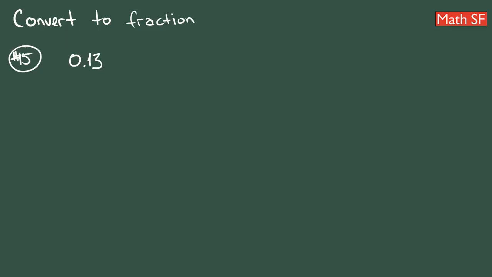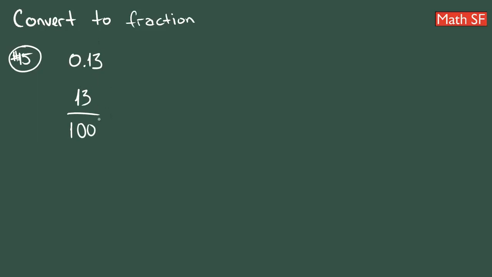Convert to fraction. So we have this decimal that we need to convert to a fraction. The easiest way to do this is to recall the English name of this decimal. So what is the English name for it? It's 13 hundredths, because it lies under the hundredths place, so it's 13 hundredths.